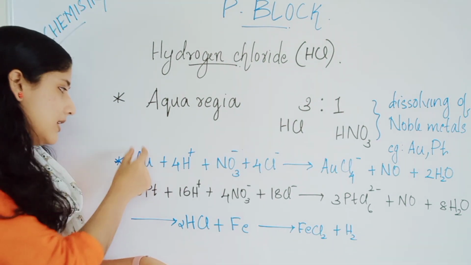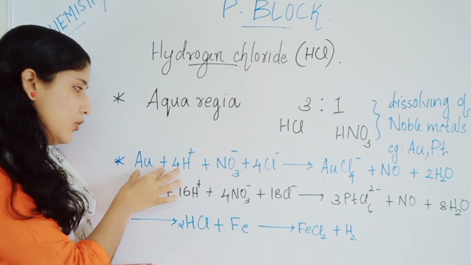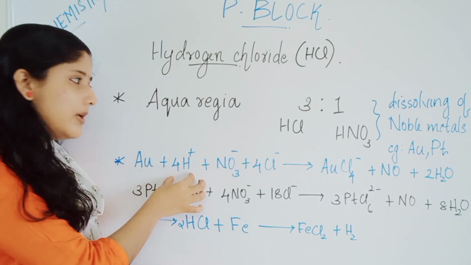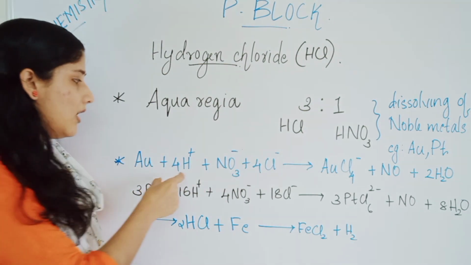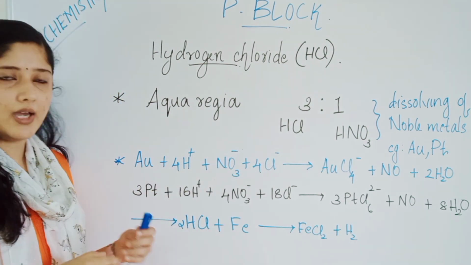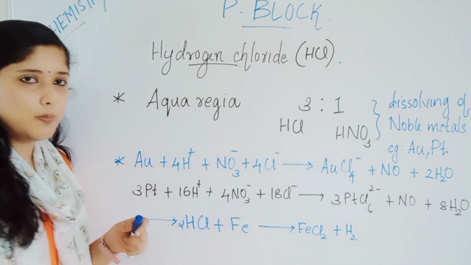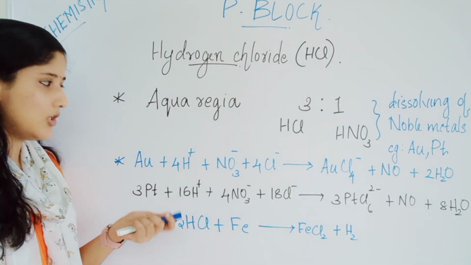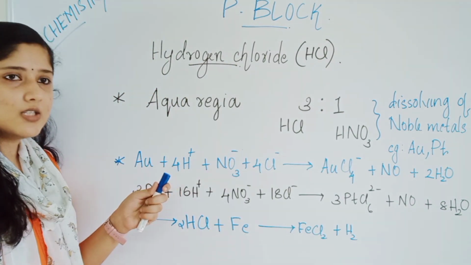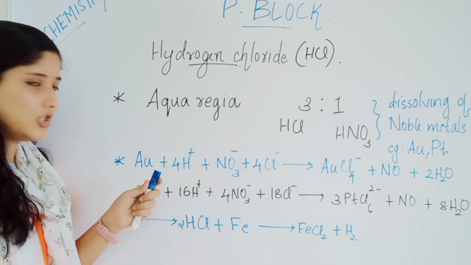Okay, metal means it is in the zero oxidation state. Au is gold; H plus from HCl and NO3 minus will give you what? Auric chloride, AuCl4 minus, plus NO plus 2H2O. This is the dissolving reaction of aqua regia.